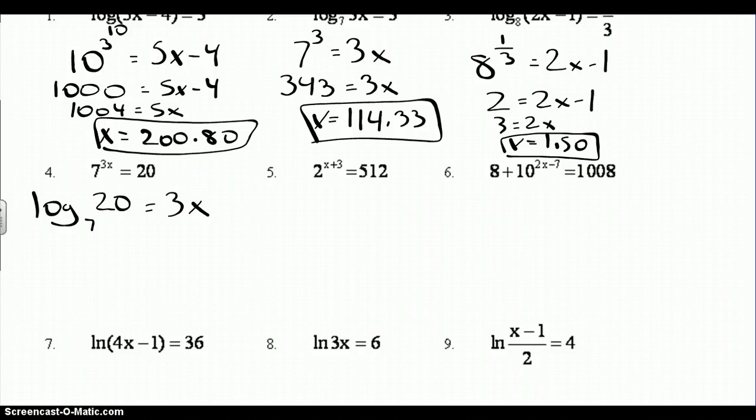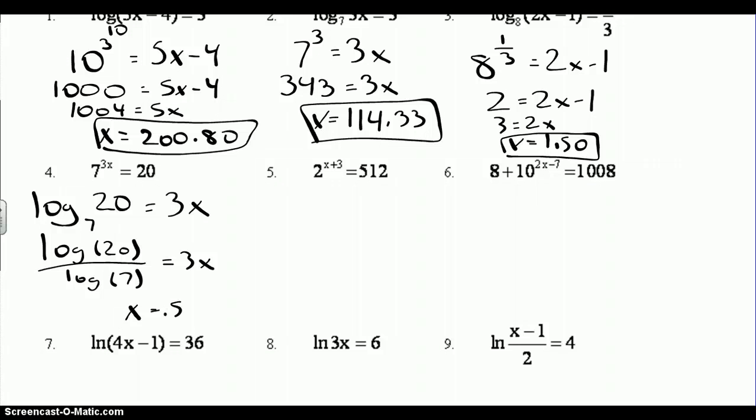And now this is not a common logarithm, so we have to use change of base. So I'm going to do log of 20 over log of 7 equals 3x. That gives me a decimal, and I'm going to divide both sides by 3, so my final answer comes out to be 0.51.